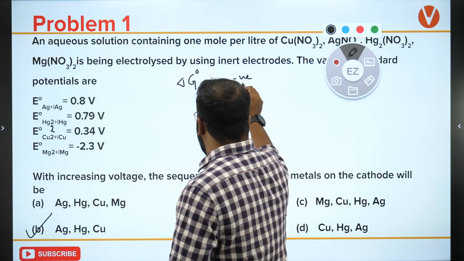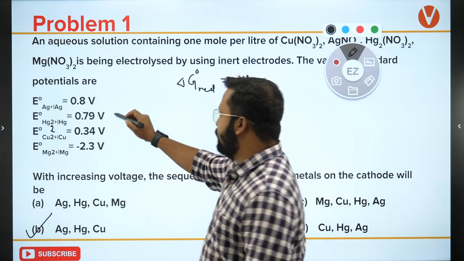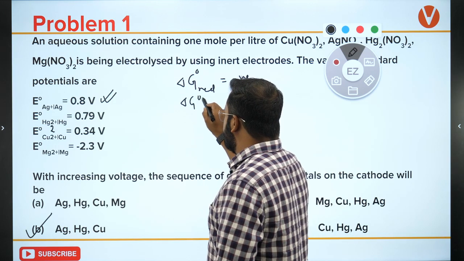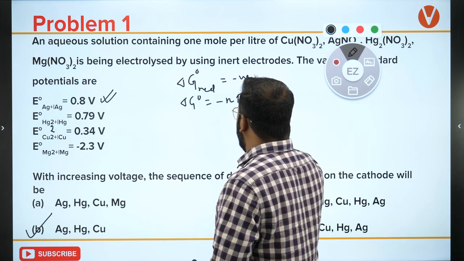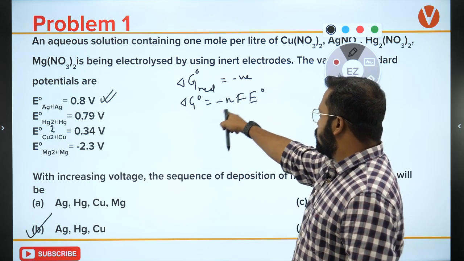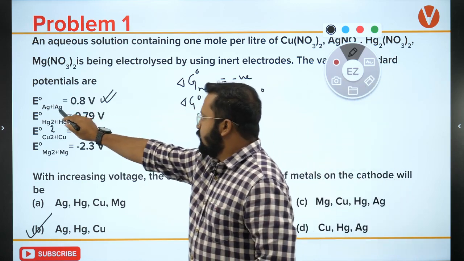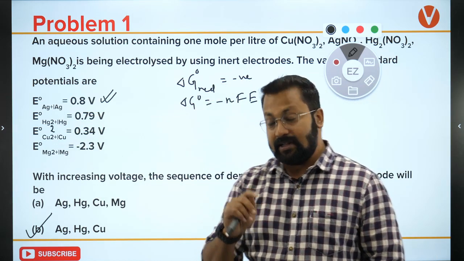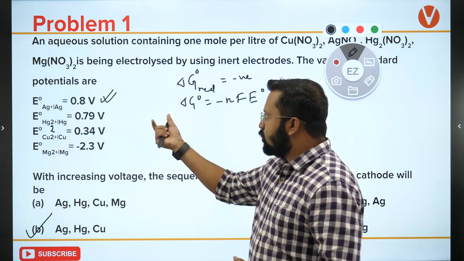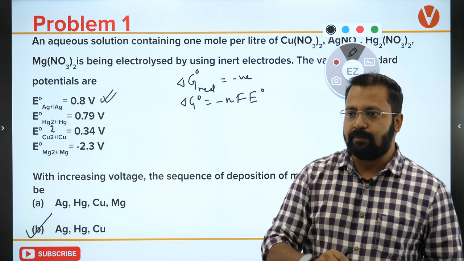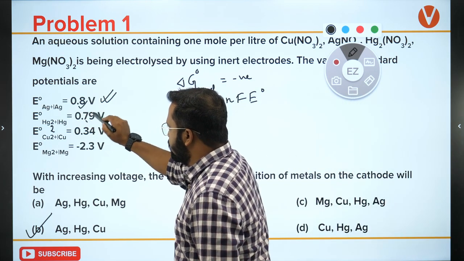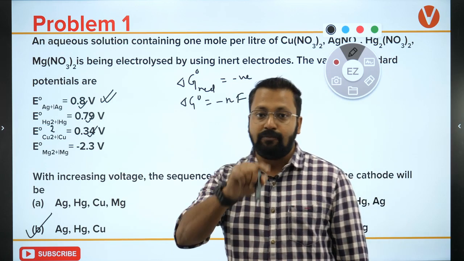Okay, so the most negative delta G will be for this one, because its E naught is the most positive. We also know that delta G naught is equal to minus nFE naught. Don't worry about the number of electrons. Remember that delta G naught is proportional to E naught with a negative sign. So the higher the E naught, the more negative the delta G naught will be. The more positive, the more negative. So more negative, more feasible. Now the thing is, I will take this into consideration, but why am I not taking Mg into consideration?